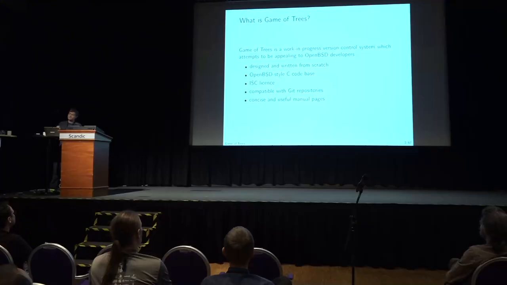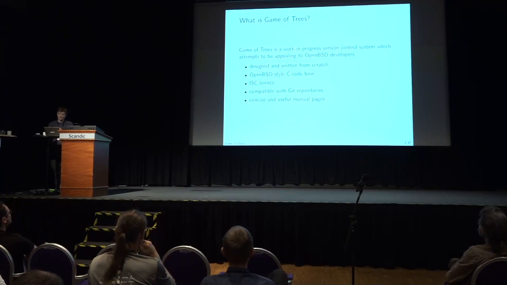All right. So Game of Trees tries to be a version control system that is appealing to OpenBSD developers in particular, not just at the functional level, but also in the implementation and the coding style and the design and the architecture of the whole thing. The license is ISC, and for various reasons, it's compatible with Git repositories. And also, we try to have nice man pages that are easy to follow.